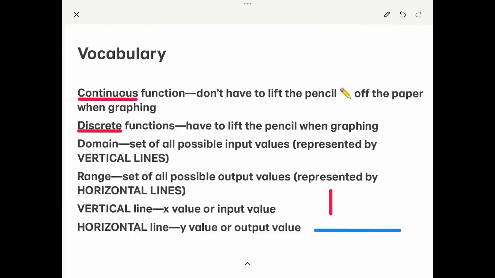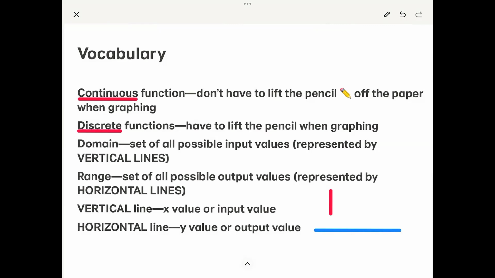A couple of key things I need to start with. You should understand what a continuous function is, and you should also understand what a discrete function is, because that's important when we're figuring out domain and range. Again, a domain just means all of the inputs for a particular function, and remember, inputs are just vertical lines. And range is all of the outputs for a function. And remember, outputs are just horizontal lines.